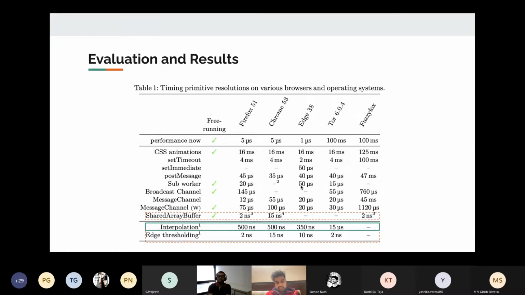Now, this table shows that they have evaluated all these high resolution counters on different browsers, and they found that the last three, shared array buffer, interpolation and thresholding, have the nanosecond resolution which is required. Just to mention Fuzzy Box: what is Fuzzy Box? Basically, it randomizes the time, meaning it adds jitter to the clock. By adding jitter to the clock, interpolation and thresholding are not able to work. But a shared array buffer works here too. So the shared array buffer comes out as the best solution till now for building this high resolution timer, because it has a very low resolution time, 2 nanoseconds, and it works even with the one mitigation which randomizes the clock. That is the takeaway from this slide.